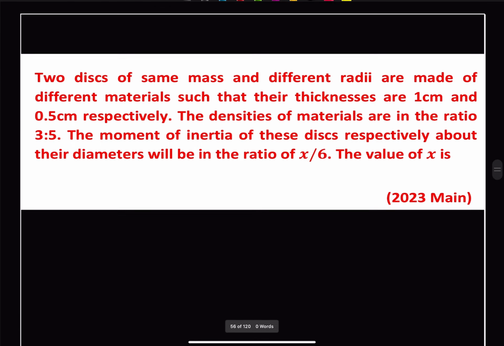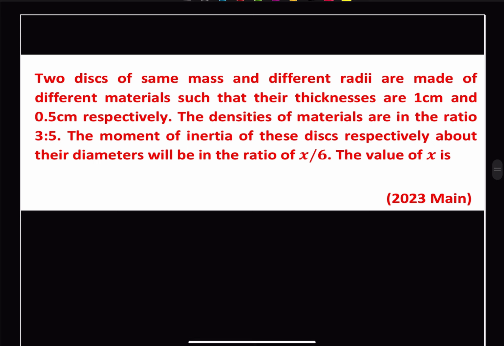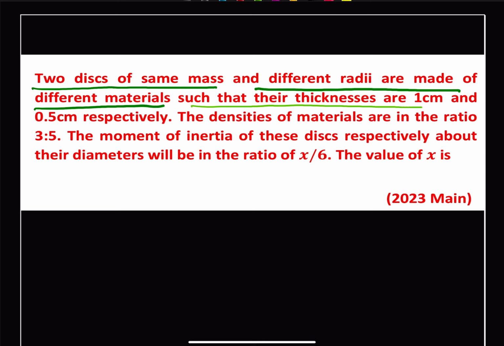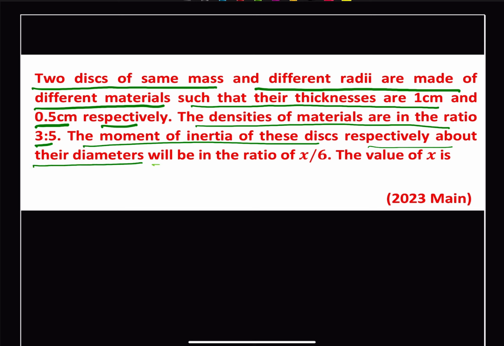Next question. It states that two discs of same mass and different radii are made of different materials such that their thickness are 1 centimeter and 0.5 centimeter respectively. The densities of material are in the ratio 3:5. The moment of inertia of the disc respectively about their diameter will be in the ratio x upon 6. The value of x is.